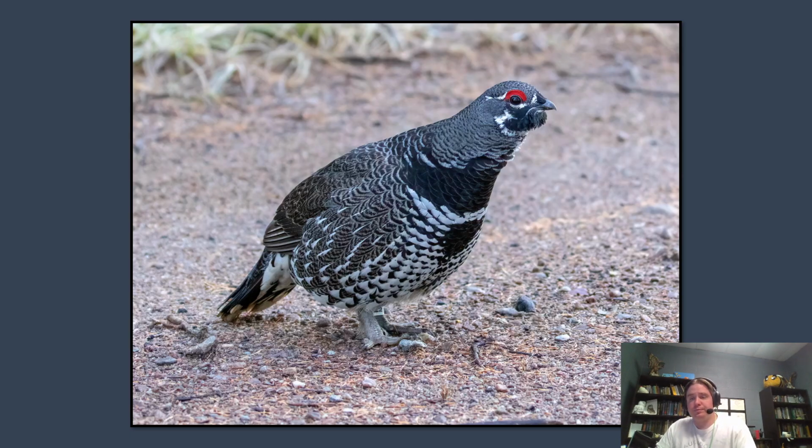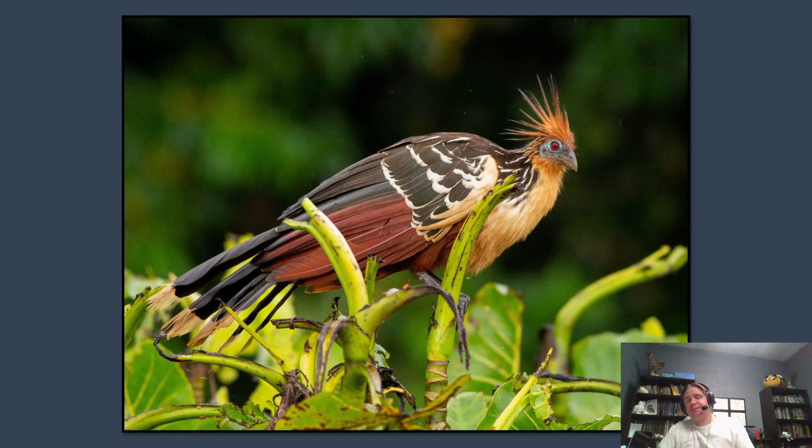And then the last thing I want to talk about, fairly briefly, is the hoatzin from South America. It's a particularly unusual bird. It's one of the coolest birds on the planet. A beautiful, striking bird. It eats leaves. It spends all of its time in the canopy. Not a particularly great flyer.